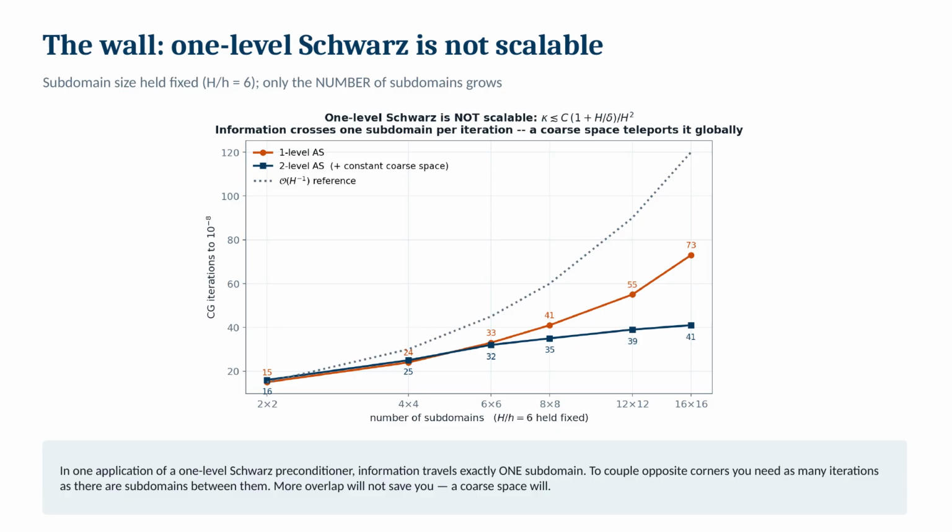Add a coarse space, here just one constant per subdomain, the Nicolaides space, and you get 16, 25, 32, 35, 39, 41. Nearly flat. The theory says it exactly. One level gives condition number bounded by C over h squared times 1 plus h over delta. Two levels drop the 1 over h squared entirely, so one-level Schwarz is not scalable, and more overlap will not save you. A coarse space will.